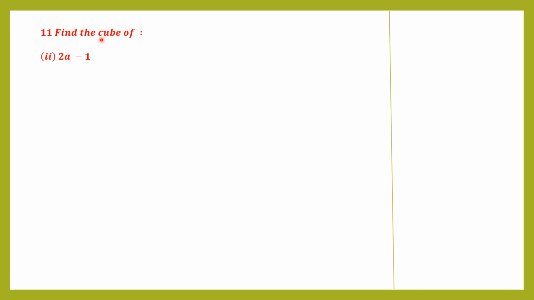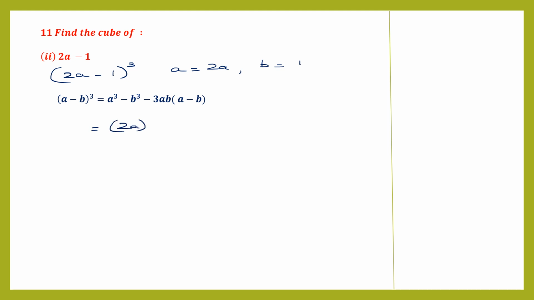Question 2. Find the cube of 2a minus 1. So here we'll rewrite the question as 2a minus 1. We have to find the cube of this. A is 2a and b is 1. So now the formula a minus b. Okay, so this time a cube. A is 2a, the whole cube, minus b is 1, 1 cube, minus 3 into a, 2a, into b, 1, and in brackets a minus b.